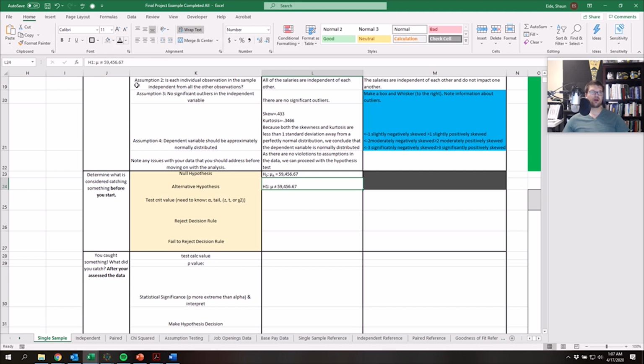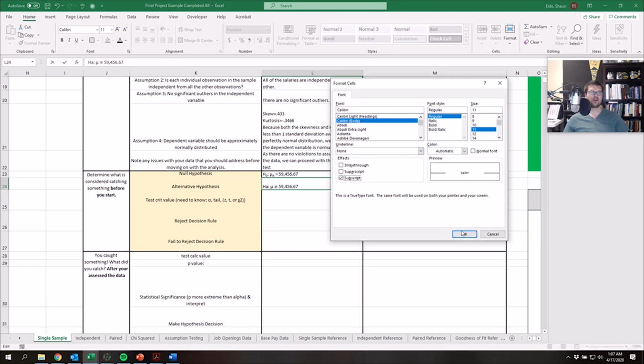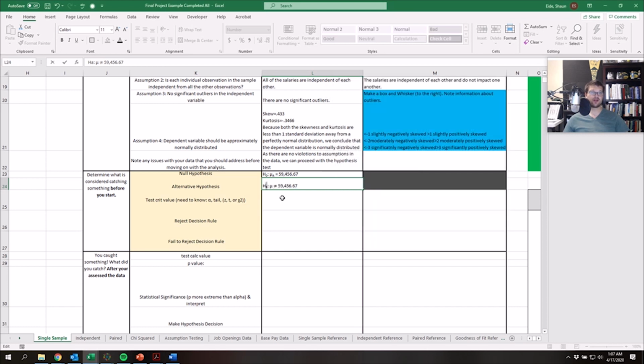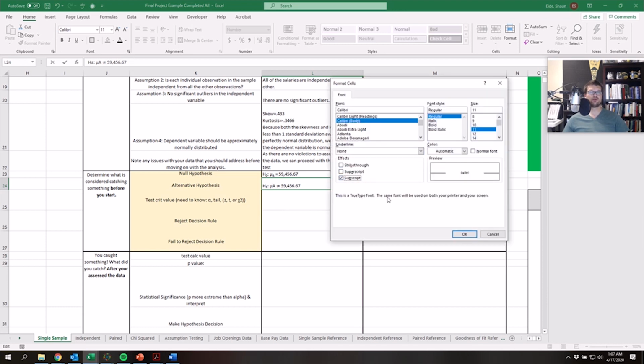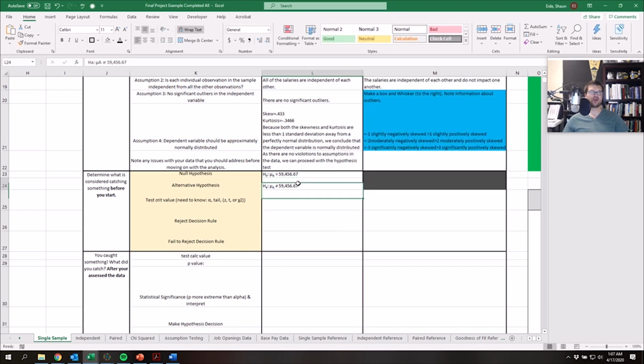Conversely, the alternative hypothesis says there is a difference. In other words, the average salary of Atlanta is not equal to the average salary of the United States. So this one says they are equal. This one says they're not equal. So the null hypothesis says there is no difference. The alternative hypothesis says there is a difference.